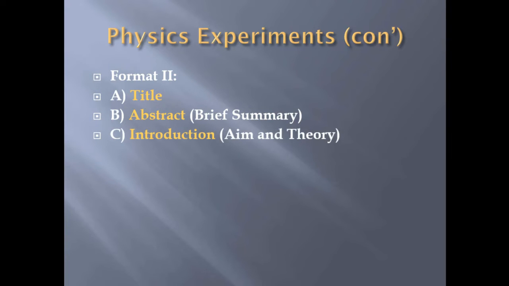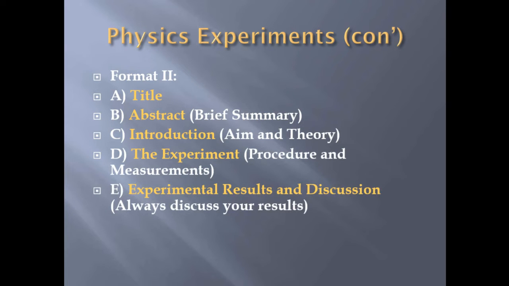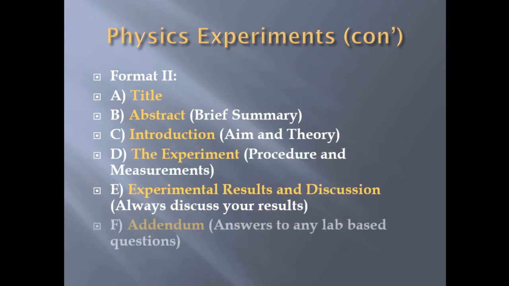You do want an introduction. The introduction usually includes the aim and the theory. The experiment will be the procedure and the measurements. And then finally, you have the experimental results and discussion. You always discuss your results. Don't leave it up to your reader. You should draw conclusions and maybe pose additional questions that need to be answered. Any problems you had with the experiment and so on. And there will also be addendum questions. I will add these to the lab.